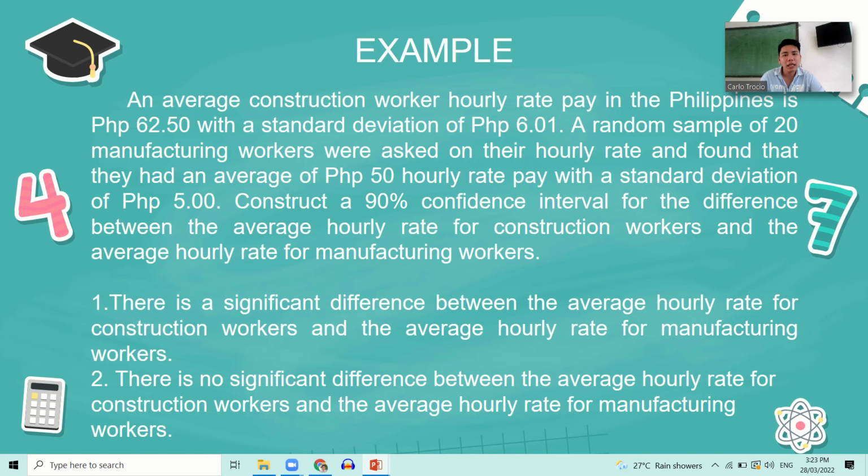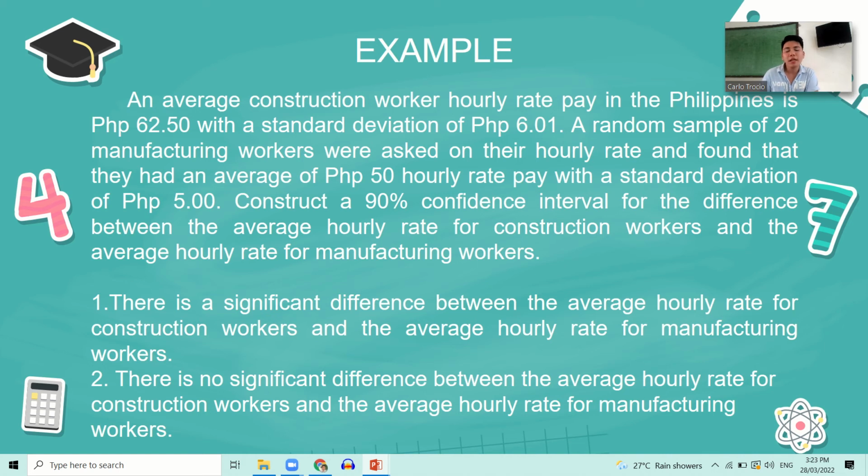And then using the confidence level of 90%, therefore we are going to have the significance level of 10% or 0.10. Then that's it. That is his or her alternative hypothesis. So statement number one, let us know if it is null hypothesis or alternative hypothesis.